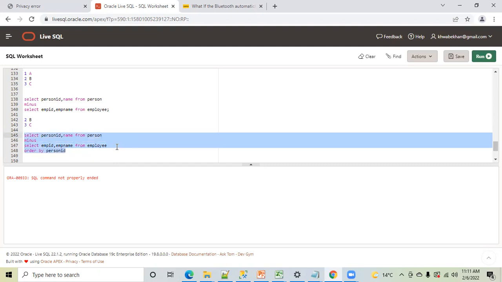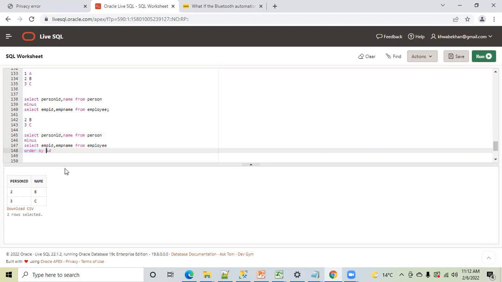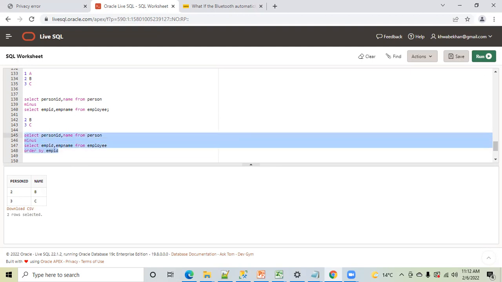Now, if I run this, what will happen? I think it will run. Yes, it will run. Order by is always written at the end of the SQL statement. Yes, I got it. Got the output? Yes, sir. I understand. What about this? It will run, sir. Yeah, it will run.